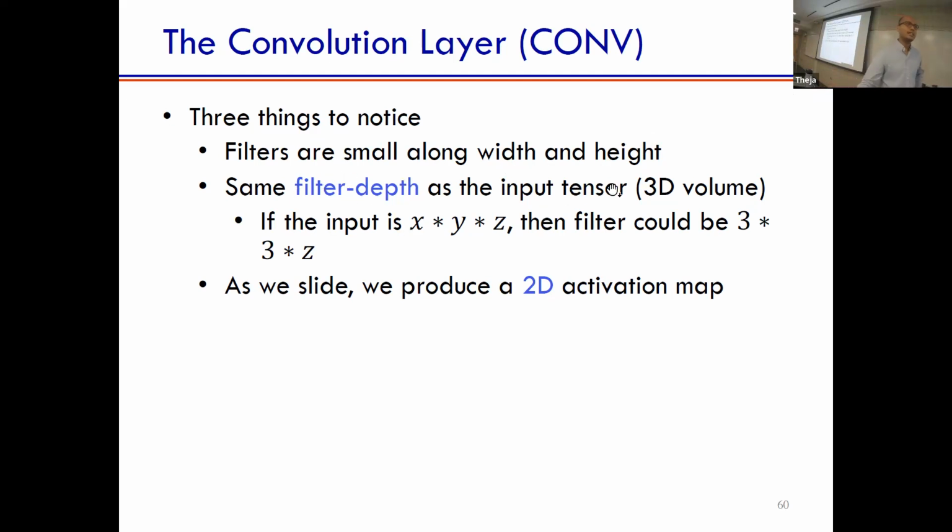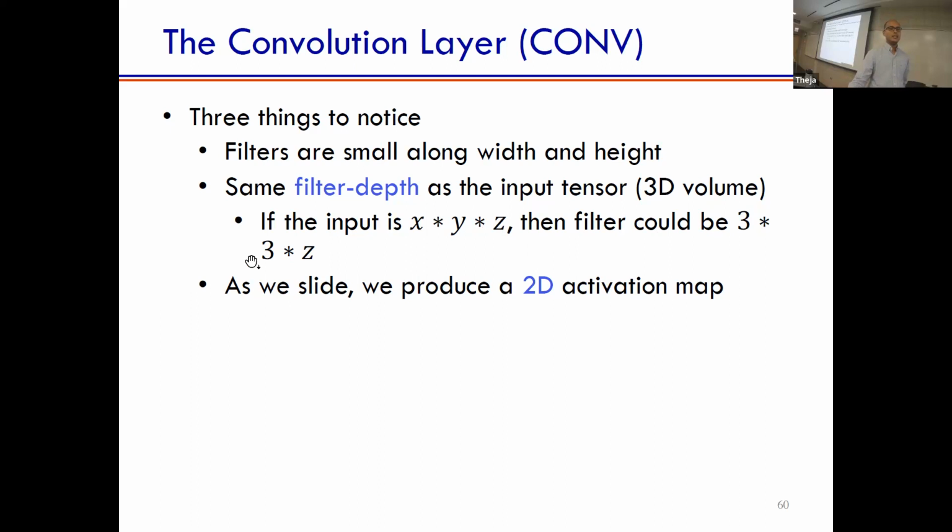In the example that we saw in the previous slide in the web page, there's no depth. It's a matrix, a degenerate 3D tensor. So, for example, input is x times y times z, like 32 cross 32 cross 3. Then the filter should be, let's say 3 cross 3 is what we chose, so 3 cross 3 cross 3.